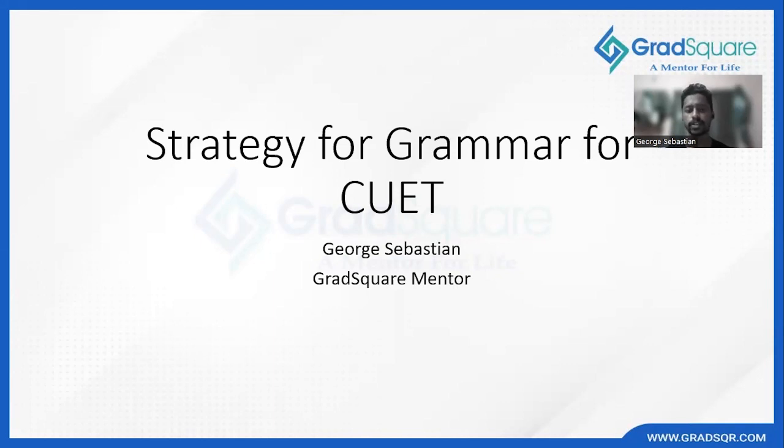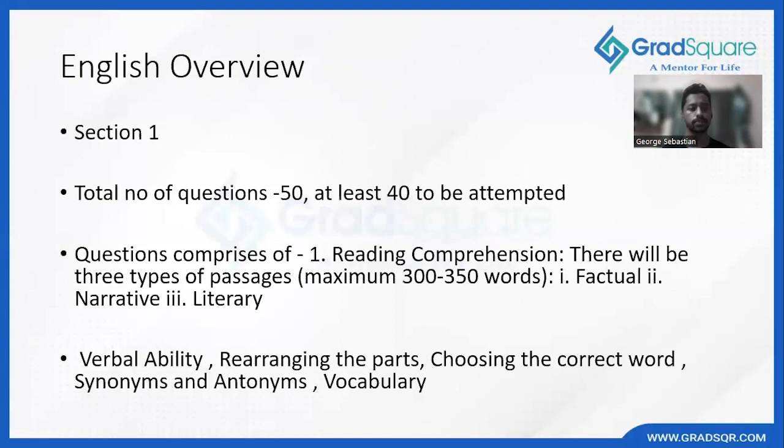So in today's video, we'll be looking in detail at how to solve the grammar part in the Central Universities' entrance test. First of all, I'd like to give an overview of Section 1, which is the language part in the examination. If we choose the English language, we can see that in total we'll have 50 questions. From that, at least 40 we'll have to attempt.